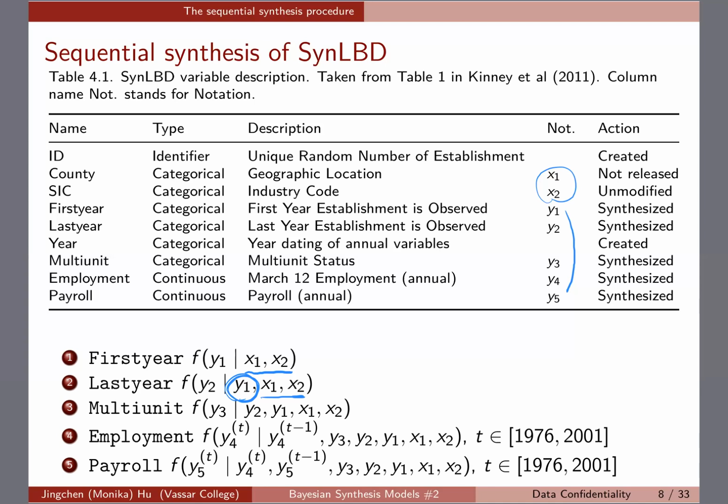And then for the last two, Y4 and Y5, because they have this time component here. So for example, for employment, they're not only using X1, X2, and Y1 through Y3, because these are already done previously. They're also using the previous year's employment as one of the predictors. So that's why you can see this kind of notation that for the current year T, I'm building a model given the previous year's employment and then everything else that I have done so far. And lastly, for payroll, I guess it's natural that you not only think about the current employment, but also the previous year's payroll as one of the predictors, and then everything else you have done. So this is what they mean by sequential synthesis.